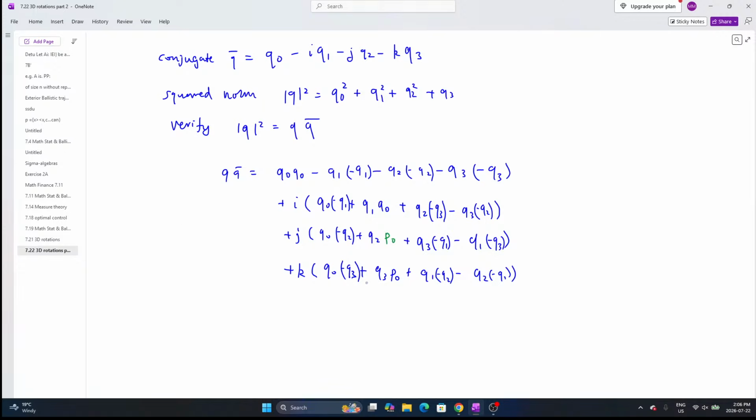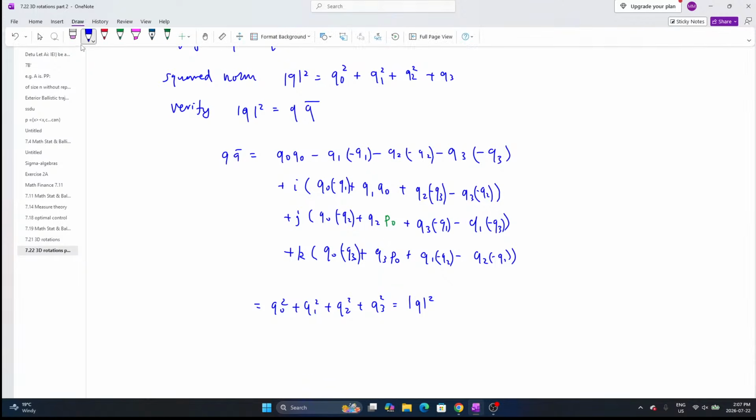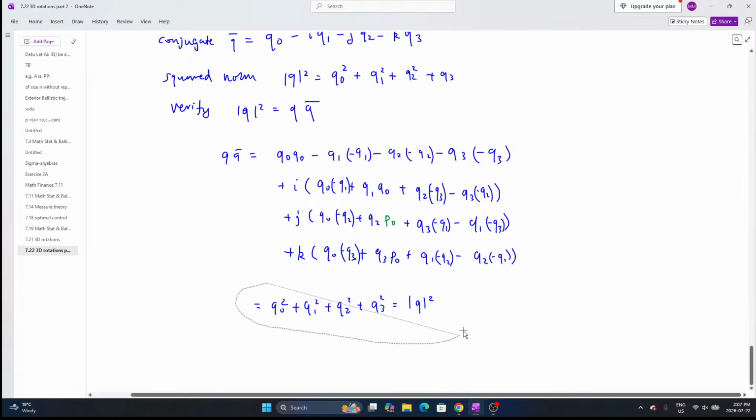All right. So this indeed tells us this is Q naught squared plus Q1 squared plus Q2 squared plus Q3 squared. That's the square norm of Q. There you go. Okay, so that's cool. That's verification done.